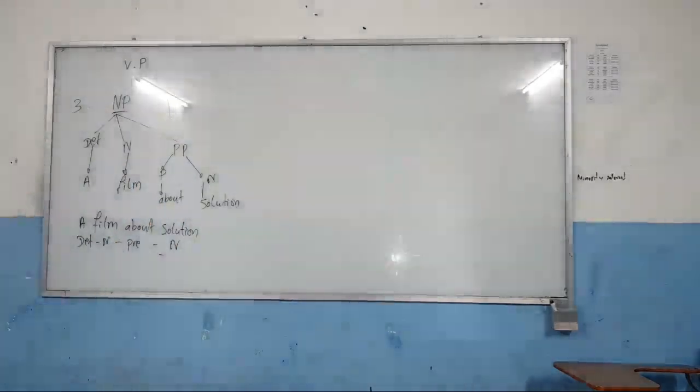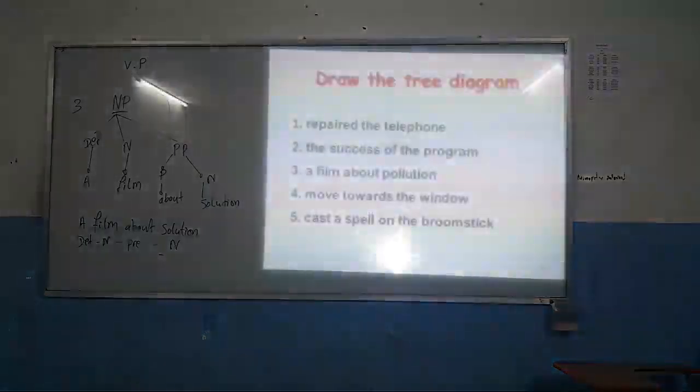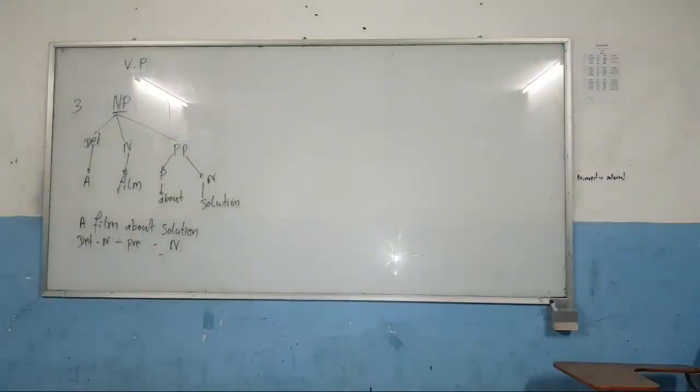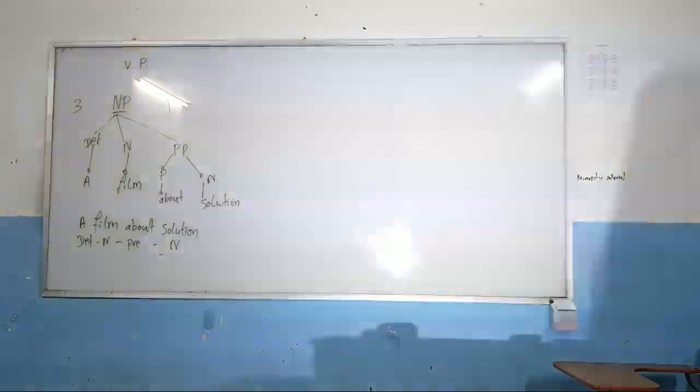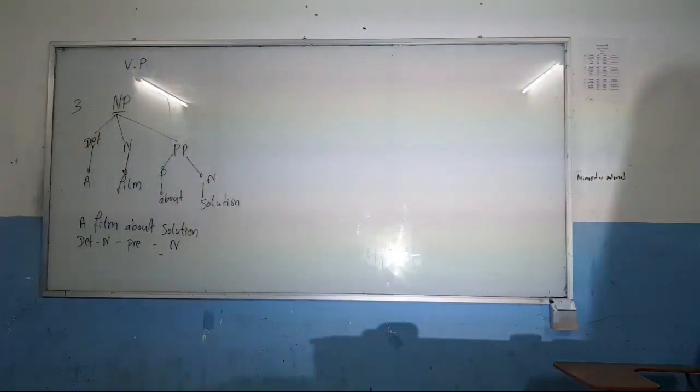Is this okay? You can check one. A film about children. We have a film: a is a determiner, film is a noun. About is a preposition. Solution is a noun. Is this okay?